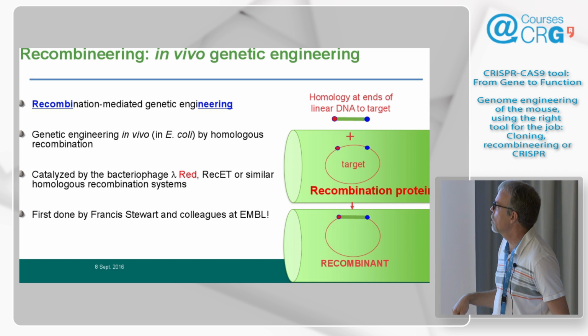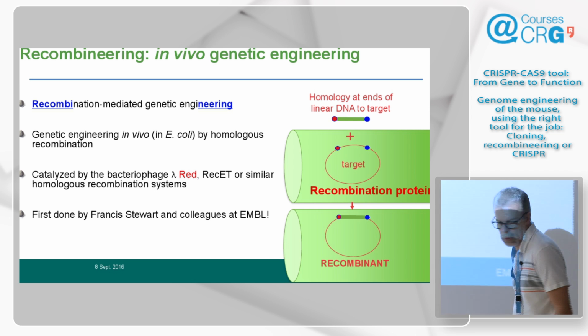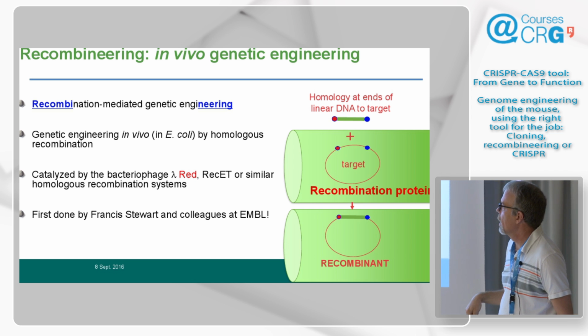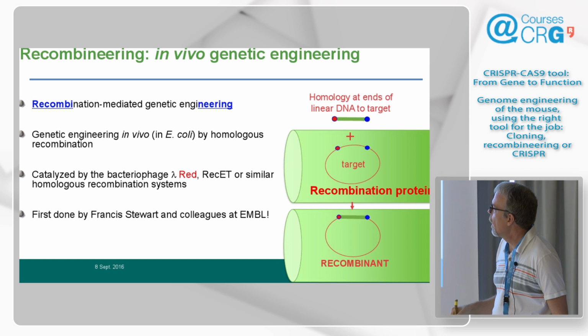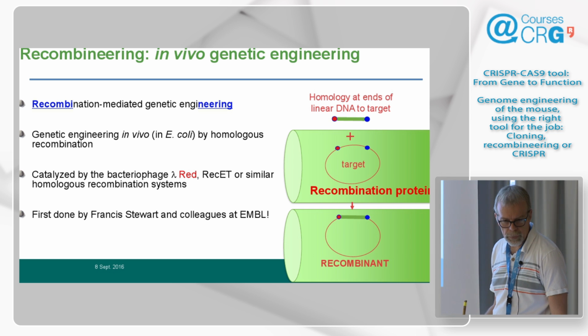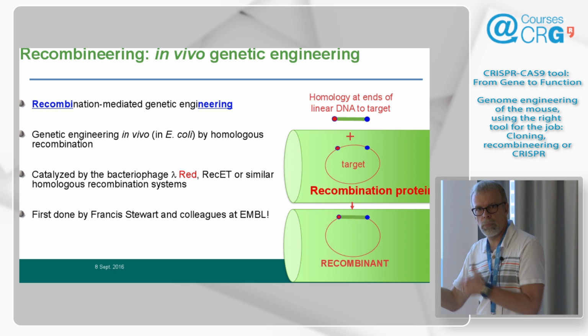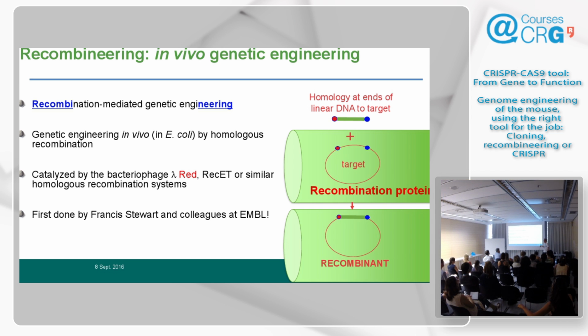What is recombineering? Recombineering is in vivo genetic engineering, and it's in vivo in E. coli. It's recombination mediated genetic engineering, and that's where the term came from, recombineering. It's in E. coli. Actually, there's a growing list of bacteria it works in. It's catalyzed by the lambda red proteins, which is what I worked on. RecET, which is Francis Stewart's lab, first worked on. And then there's a whole list of similar proteins that work, including some in the herpes virus that are being worked on some. So maybe at some point we'll be able to do this in human cells. So it was first done by Francis Stewart and colleagues at EMBL long before I was there.